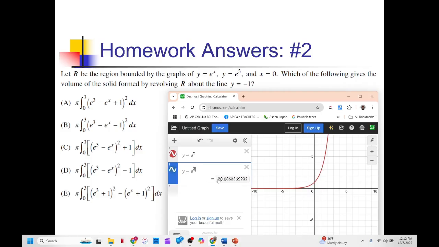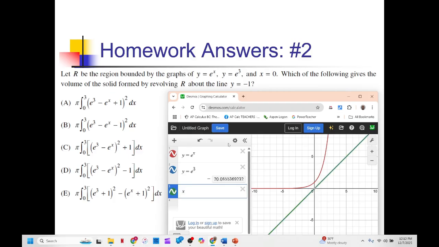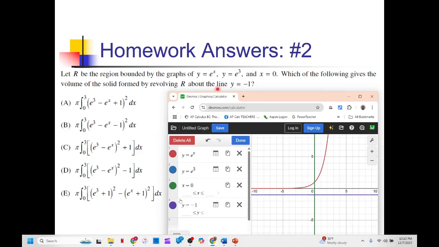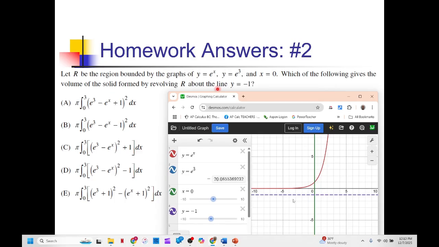You can't really see it because it's too high up, but we'll adjust our window in a moment. We've got x equals 0, which I don't really need to write in there, but we'll put it in there anyway. And then we have the line y equals -1, and since that's an axis of revolution, I'm just going to make that look kind of dashed. So y equals -1, and let me go to my gear and change my settings for that line to be a dashed line, just so I don't mix it up with the boundaries of the bounded region.